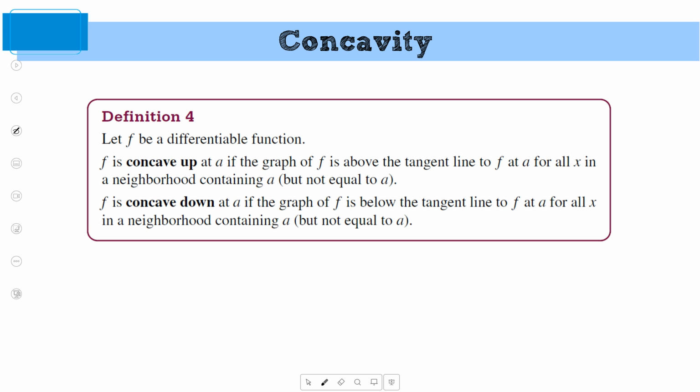This might work for some of you. If the tangent line is below the graph, it's concave up. If the tangent line is above the graph, it's concave down. For me, that doesn't necessarily process very well. I think of it in a different way.